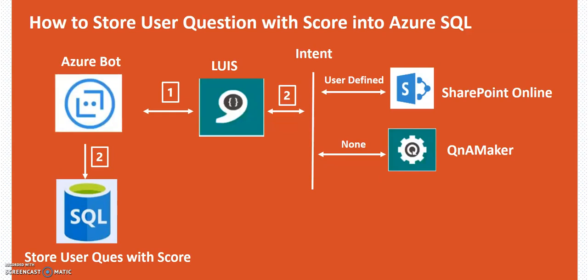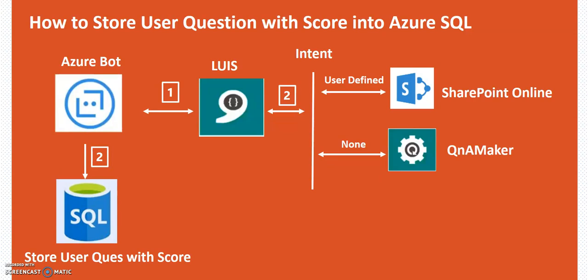We are using a couple of components. One is the Microsoft Azure Bot Framework, which is going to talk with LUIS. LUIS is part of AI services, the Language Understanding Intelligent Service. LUIS works based on intent. We define two types of intent here: one is a user defined intent, another is None. If it's a user defined intent, then it's going to talk with SharePoint Online or any other database systems. If it's None, we send the request to QnA Maker, which has FAQ related questions.